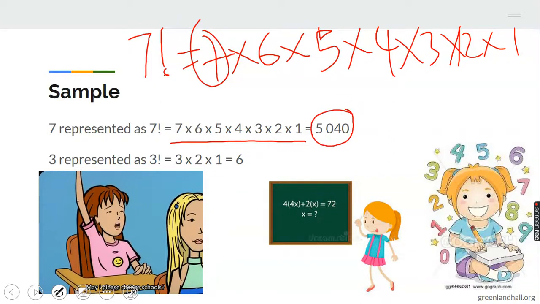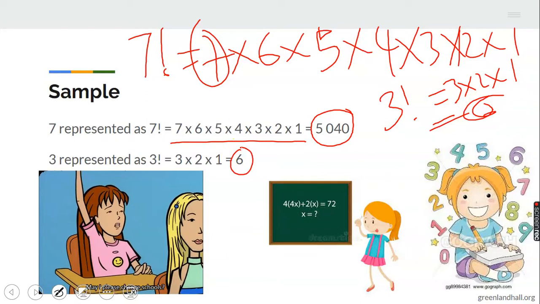Also, when you have 3 factorial, what you're going to have is 3 times 2 times 1. And that gives us what? 6. Beautiful. And that's why we have 6 over here. So that's just how to represent numbers using the factorial method.